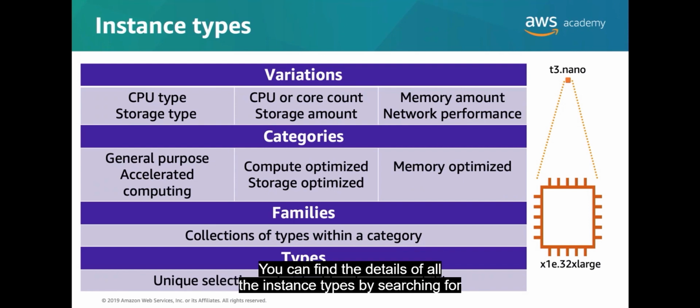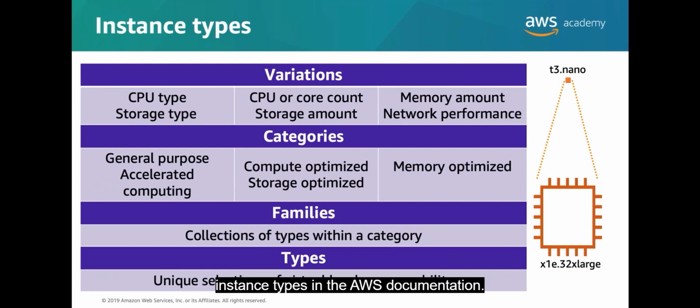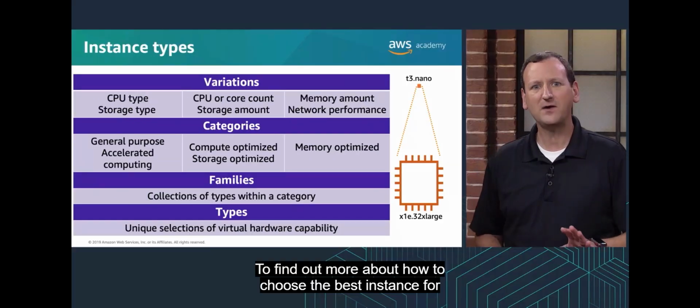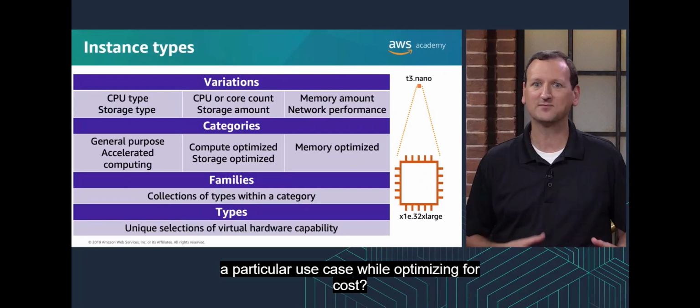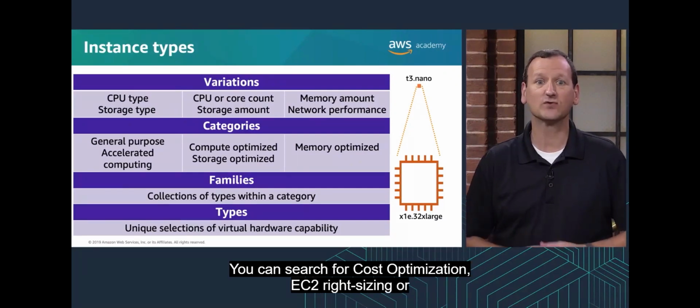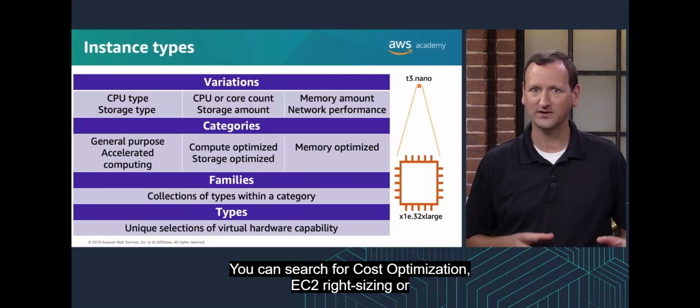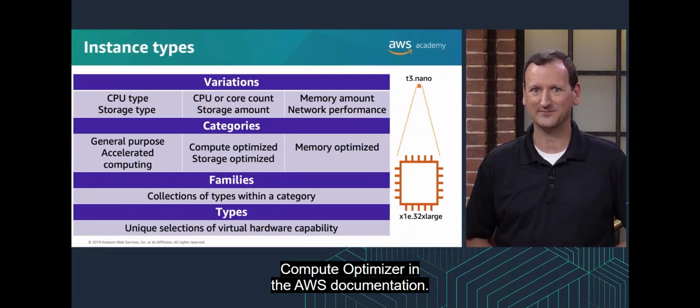You can find the details of all the instance types by searching for instance types in the AWS documentation. To find out more about how to choose the best instance for a particular use case while optimizing for cost, you can search for Cost Optimization, EC2 right sizing, or compute optimizer in the AWS documentation.